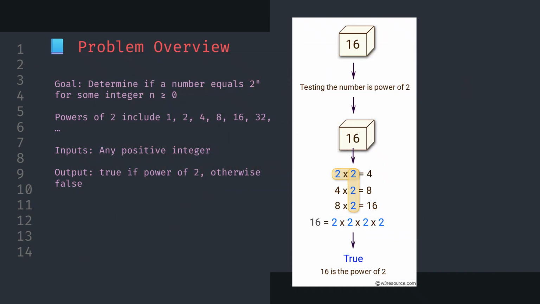Powers of 2 are numbers like 1, 2, 4, and 8, and so on. They play a huge role in computing and algorithms. We want to efficiently check if a given number fits this pattern. So, how do we go about this with JavaScript?